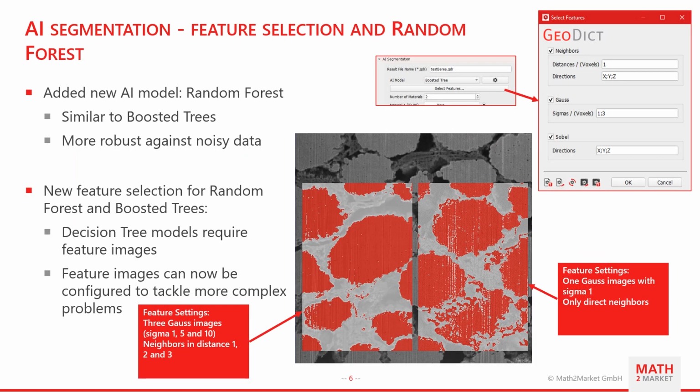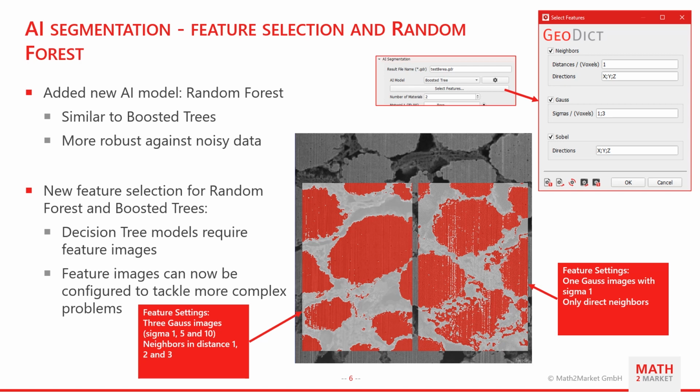Another new addition to the AI segmentation is the random forest method. The random forest method works similar to the boosted tree method, and it computes some feature images and then uses a decision tree based model to learn and later on predict the segmentation. But it works a bit differently. It's generally considered to be more robust against noise in your input data, but there might be cases where one or the other is better. The random forest method is very widely known and commonly used, so we added it to GeoDict.